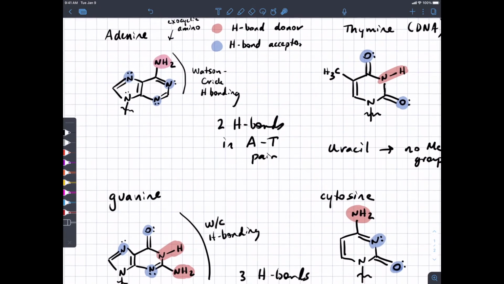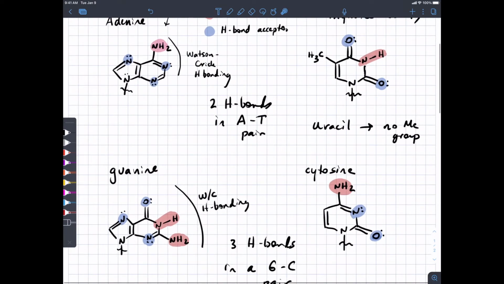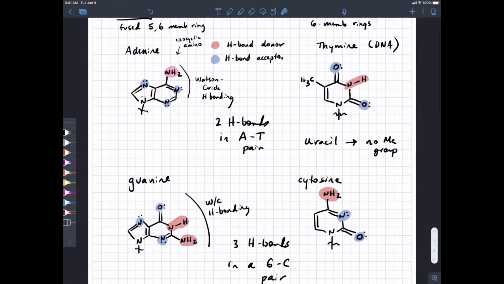You'll notice how adenine has in red a hydrogen bond donor and then 2 hydrogen bond acceptors, though only this one is important for Watson-Crick hydrogen bonding. Notice that guanine has a hydrogen bond acceptor in blue and then 2 hydrogen bond donors. And all 3 of these are involved in Watson-Crick hydrogen bonding, which we'll illustrate in just a little bit.